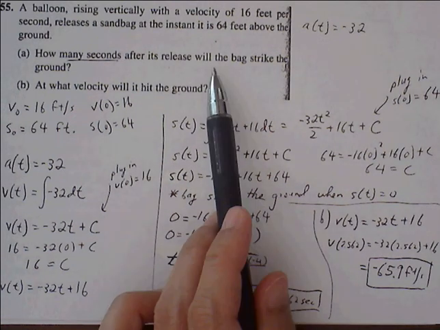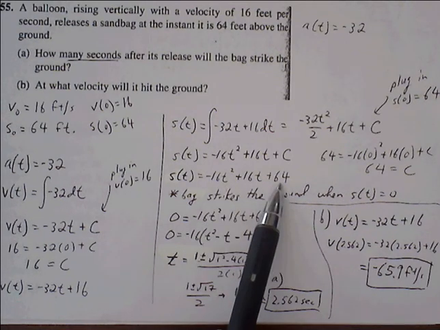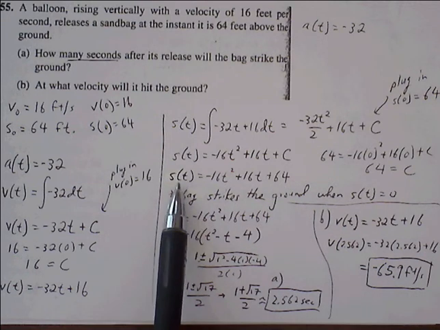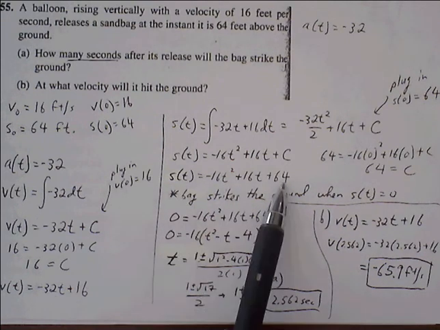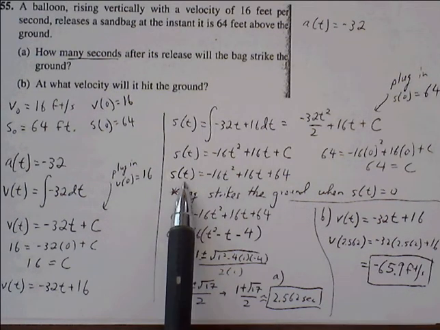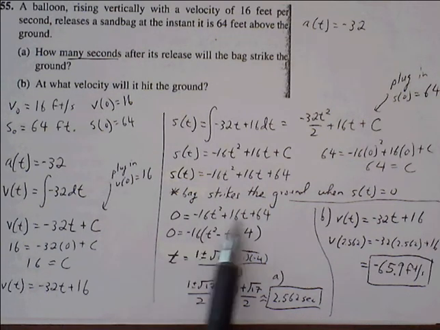How many seconds after it's released will the bag strike the ground? So the bag's going to strike the ground at some point in time after it's dropped from the 64 feet above ground. So we're trying to figure out how long it will take to go from the initial height of 64 to our final height of 0. So I can replace s of t with 0, and then now it's just a matter of factoring.